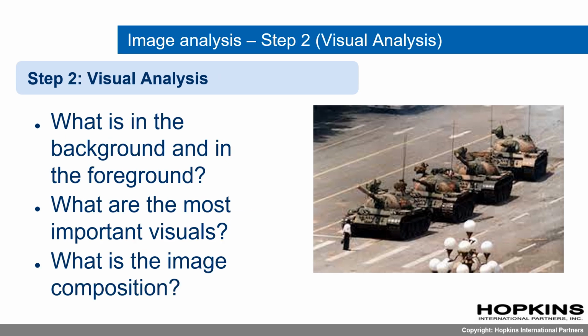Step 2. Visual analysis. What is in the background and in the foreground? What are the most important visuals? What is the image composition? The largest visual that you can see, which occupies the most space in the picture, are the 4 menacing tanks. The image composition largely centers on the 4 tanks, which occupy the bulk majority of the picture. What is the most important visual though? The most important visual is the young man who is standing in front of all the tanks, risking his life for something he believes in.